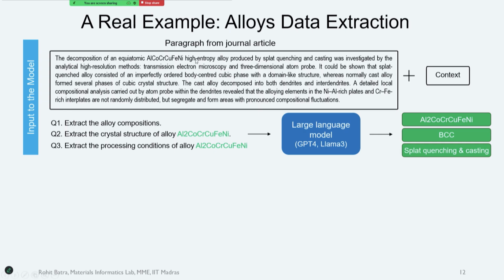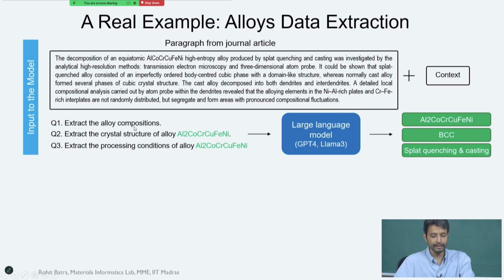So what you're seeing here is an actual abstract or paragraph from an article. And then I'm asking ChatGPT, can you tell me what alloys were made in this? What was the structure of these alloys, how they were synthesized, things like this. And then the LLM will basically tell me, okay, this alloy was made, this was its structure, and these were the synthesis conditions.